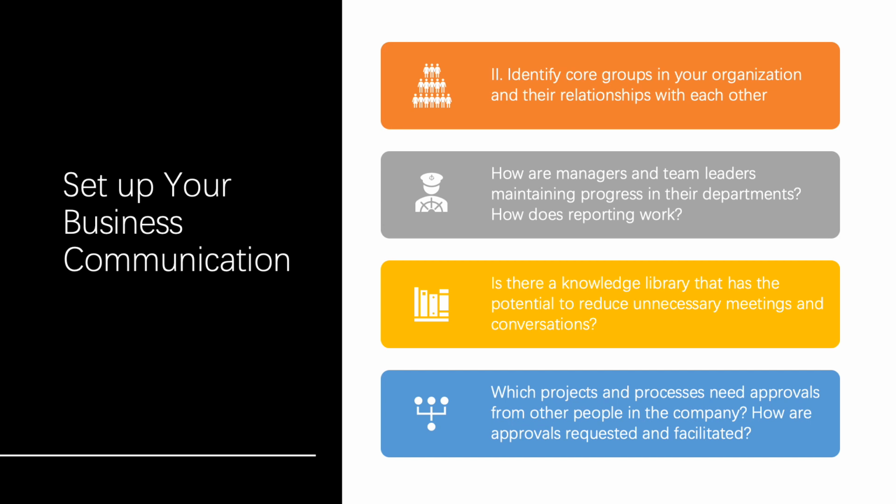The second step is to identify core groups in your organization and their relationships with each other. If you are not sure what it actually means, here are some questions that might help you. For example, how are managers and team leaders maintaining progress in their departments? How does reporting work? Or is there a knowledge library that has the potential to reduce unnecessary meetings and conversations?